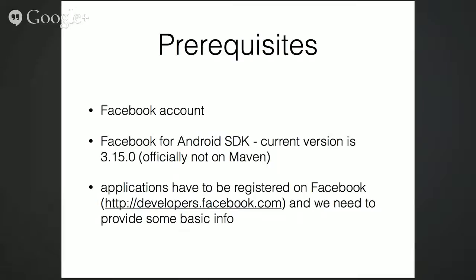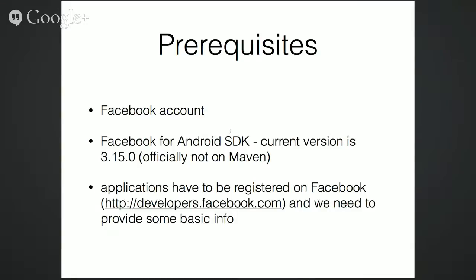So let's talk a little bit about prerequisites. You have to obtain an active Facebook account. Registration is free of charge, so do it right now. You need to download the official Facebook for Android SDK. The current version is 3.15.0 and it's officially not in Maven, but you can find unofficial forks of this library. But I strongly advise you to always use the official version because of some reasons that we will talk about later during this presentation. And all applications have to be registered on Facebook, and we need to provide some basic info.